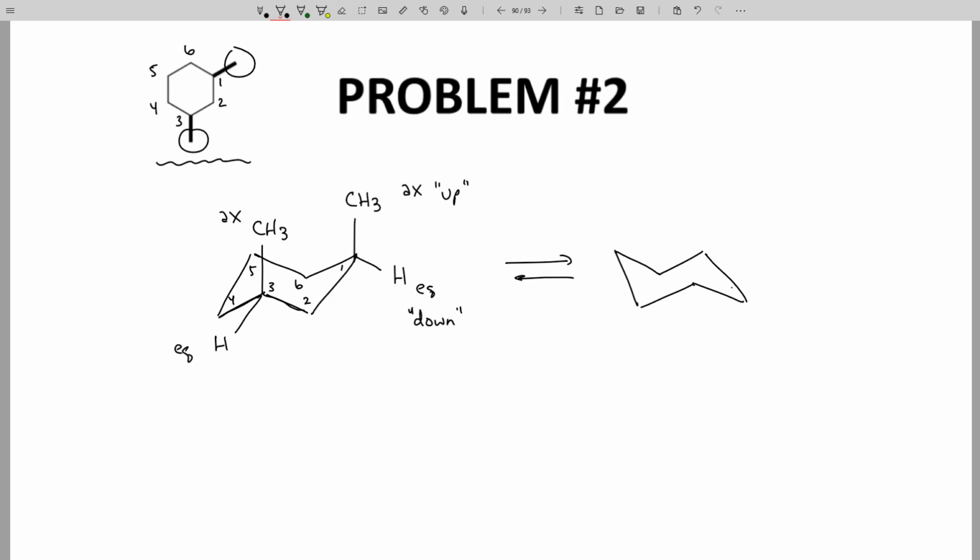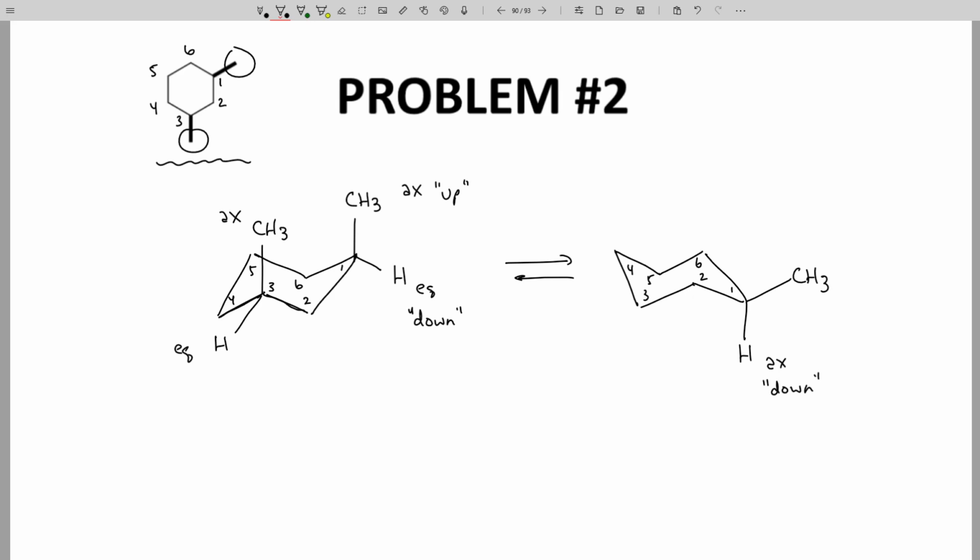Not perfect, but workable. So 1, 2, 3, that's all we need. But we will do the rest. Now, on carbon 1, the hydrogen was equatorial down. It's still down, but now it is axial down. And the methyl group is up, but up has an equatorial orientation.